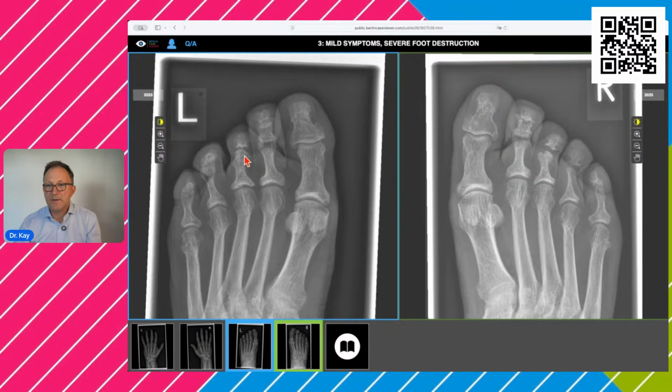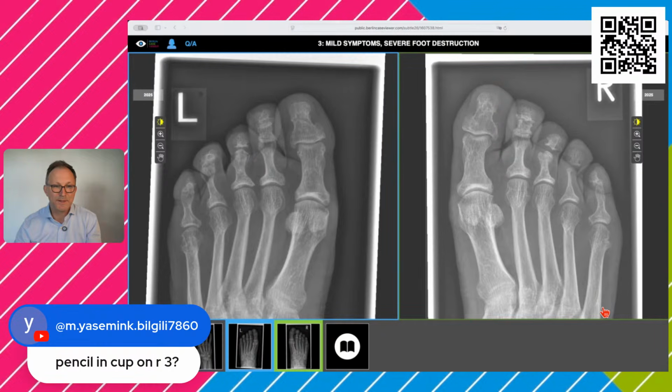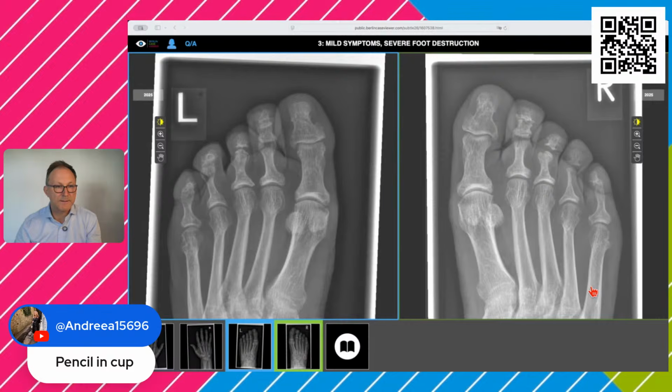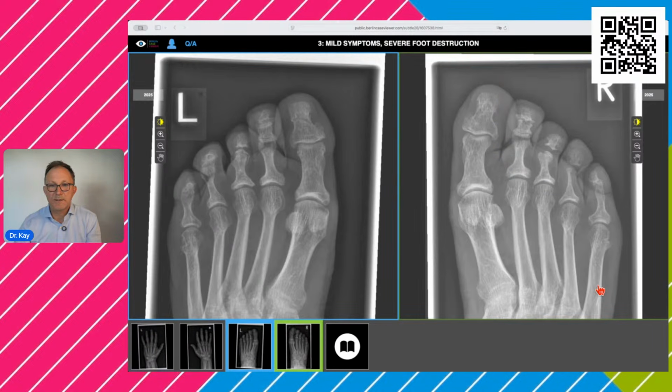And is there a second finding that you would like to discuss with me? Yeah, very nice. I only have experts here today, pencil and cup on the third ray, but also on the fourth one. So anything more? There's more comments. Andrea, very nice. So look at the images and try to find one more finding.